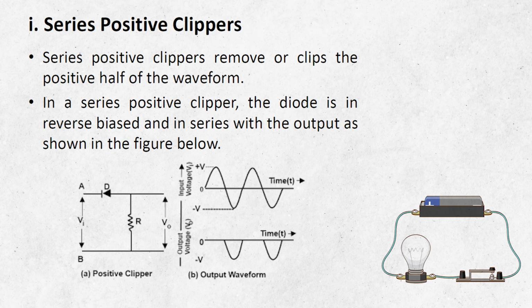In this, the diode is connected in the reverse bias condition, and when the positive half of the input comes, it clips the positive half of the input. It only allows the waveform of the reverse bias condition, or the negative side, to flow to the output. So, the negative half is shown in the output and the positive half gets clipped off. In this way the series positive clipper works.